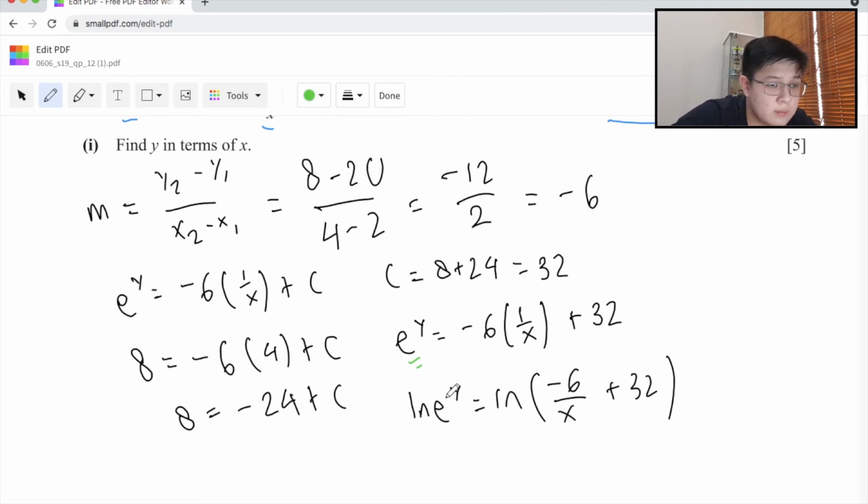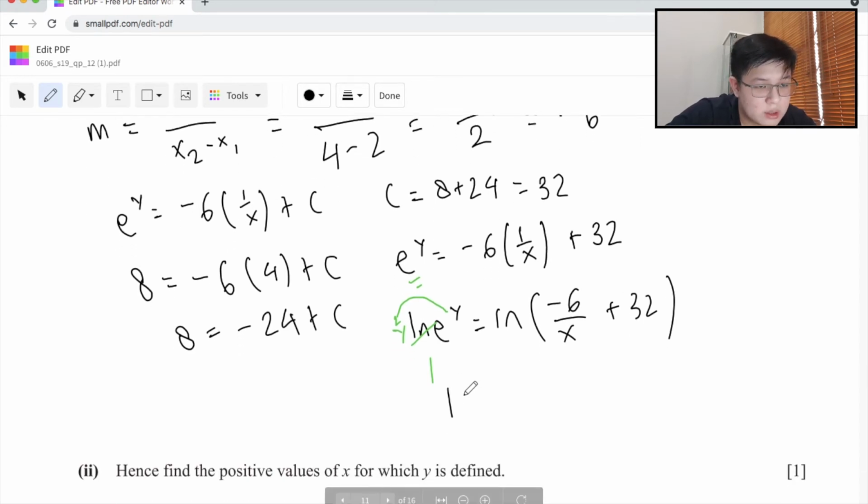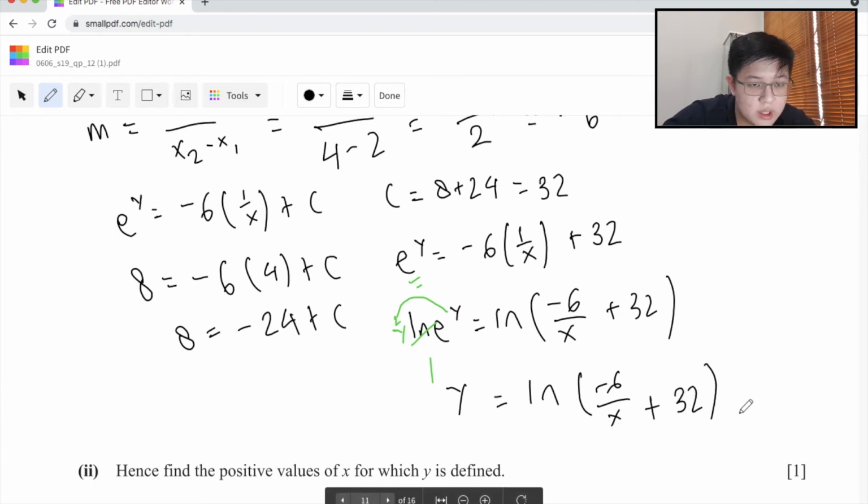So from here, we can move y to the front using the ln or log rule, right? So it's going to be y in the front here now. So it's y ln e is equals to ln of (minus 6 over x plus 32). And using your knowledge, ln e is also 1. So 1 times y, or we could now erase the 1. So y is equals to ln of (minus 6 over x plus 32). So this should be the answer for part i.